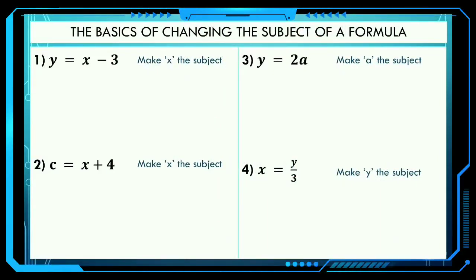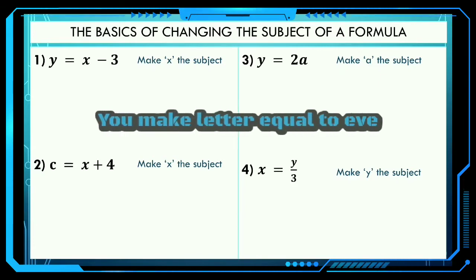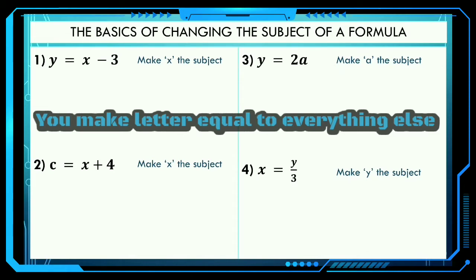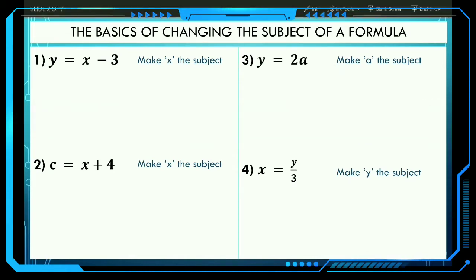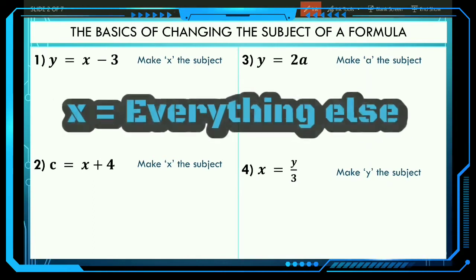The basics of changing the subject of a formula. When you change the subject of a formula, what that means is you make another letter equal to everything else. So if I can explain to you using question 1, y equals x minus 3. What it says here is make x the subject. At the moment it says y equals x minus 3, so y equals everything else that's part of that formula. We want it to be so that x equals everything else.